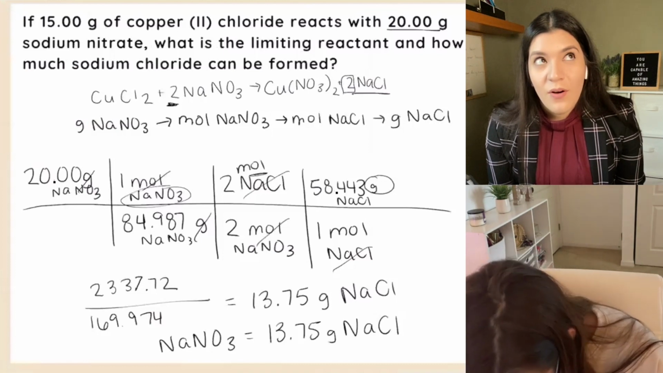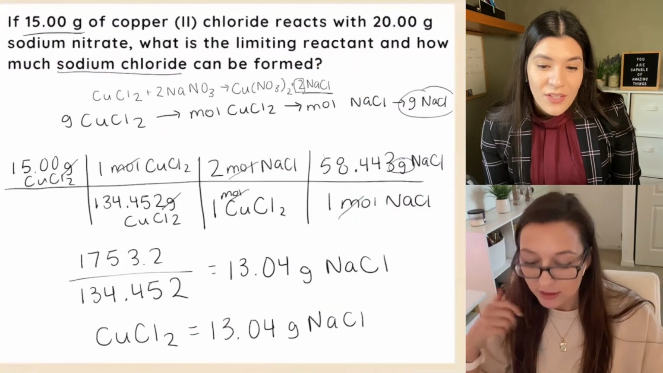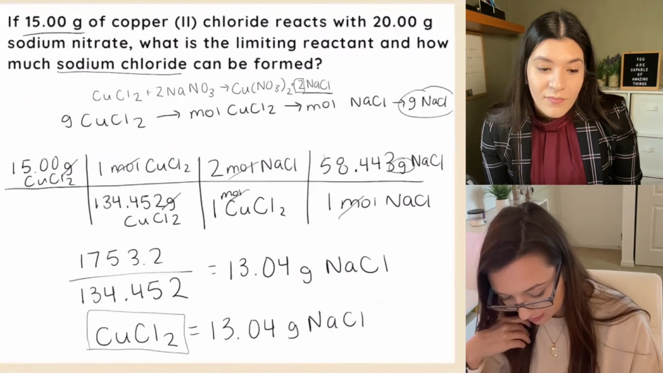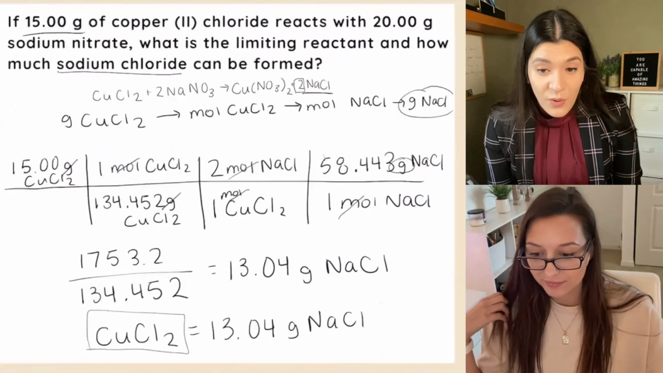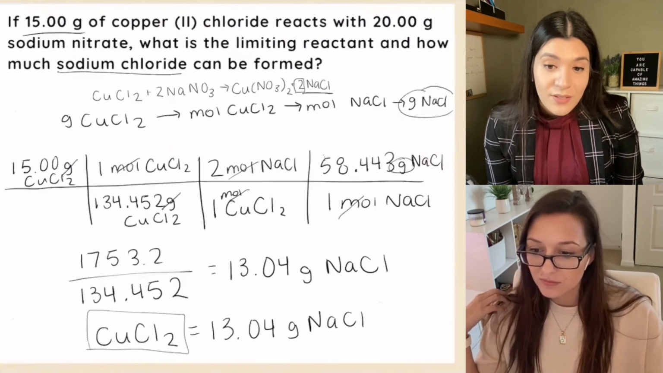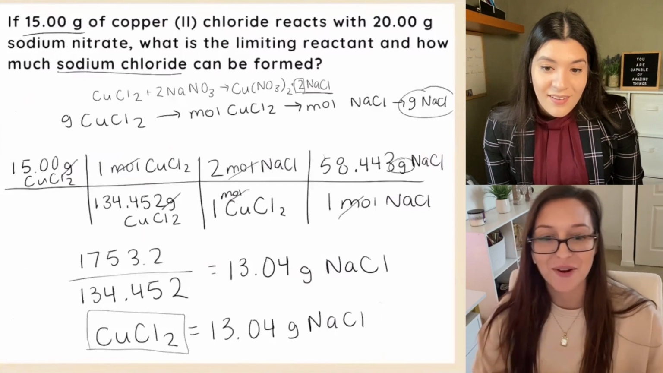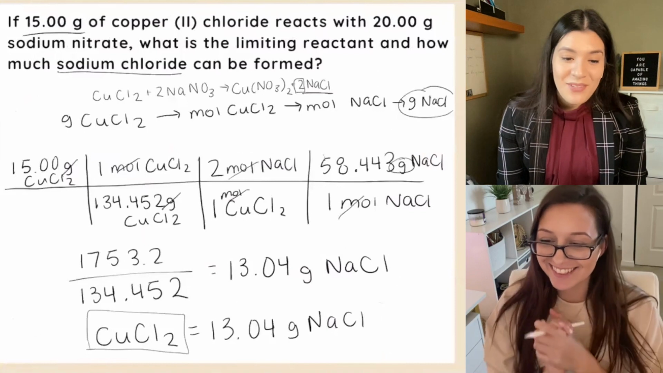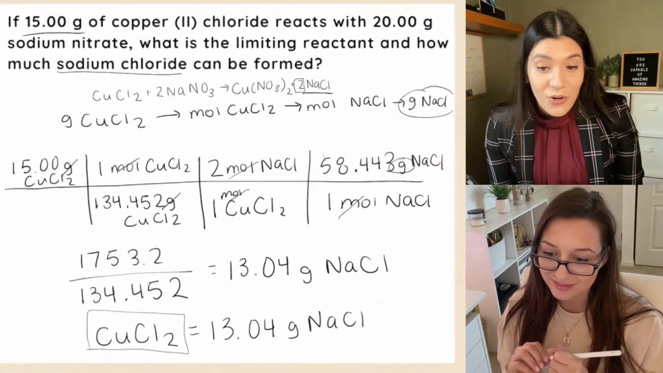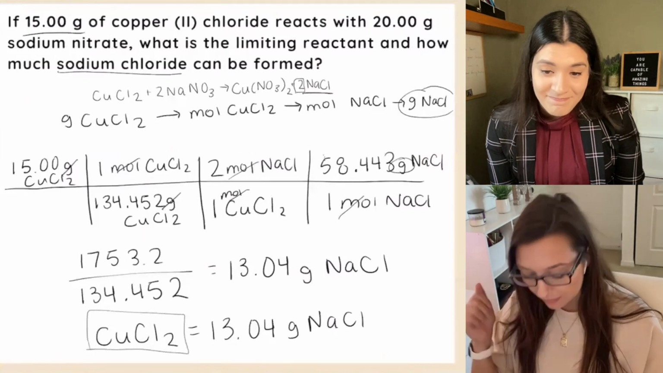Okay. All right, so now what do we do to find the limiting reactant? We look at each of these, and the limiting reactant is going to be this one, because it produced the least amount of product. So that is our limiting reactant. How much sodium chloride can be formed? 13.04, whatever our limiting reactant produces. Now hang on to that number, 13.04 grams. That is our theoretical yield, to then do the next question.